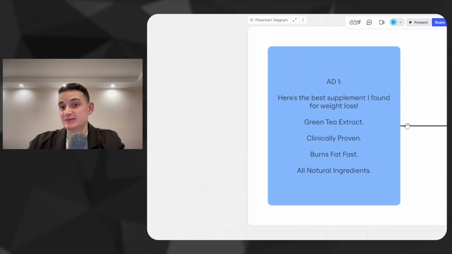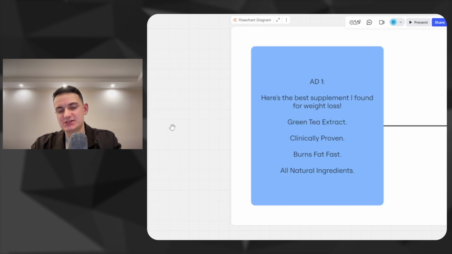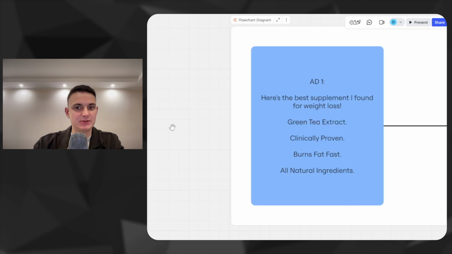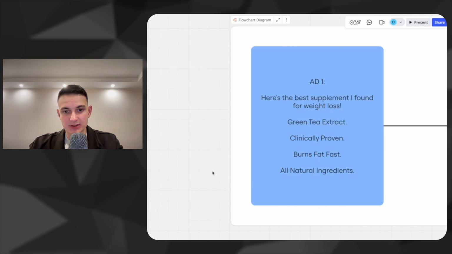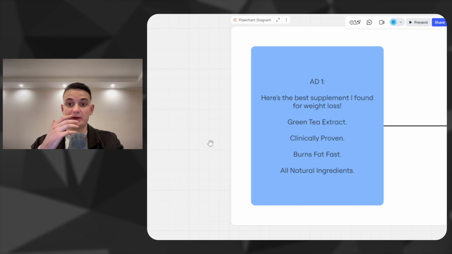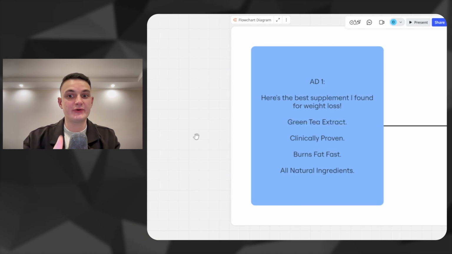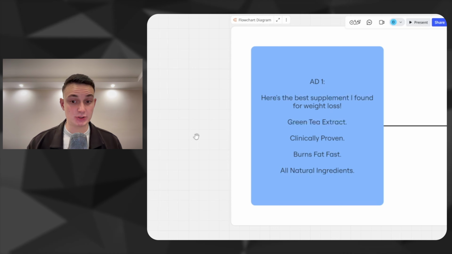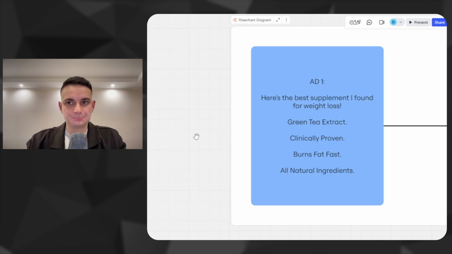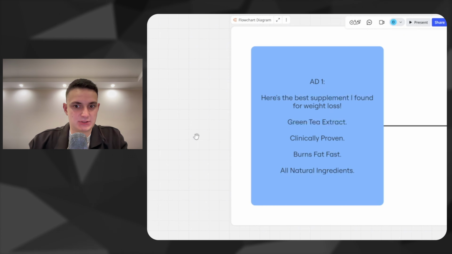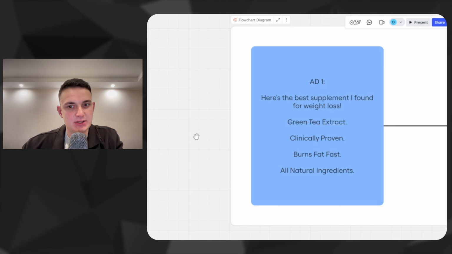You have first the ad for a weight loss supplement. The first ad, boring. Here's the best supplement I found for weight loss. Blah blah blah. Whatever. No one cares about it. Yeah, this will target a portion of the audience, those who are actively looking for weight loss supplements. That's how the new Andromeda algorithm works. I mean, it's not new anymore, it's been 6 months. But it's not what's going to take you to 30k days. It's not going to take you to 1 million spend a month.